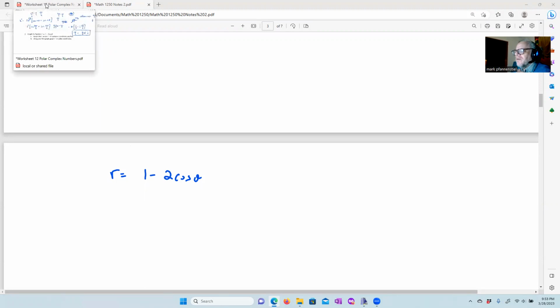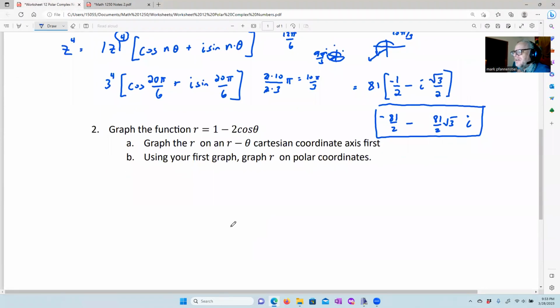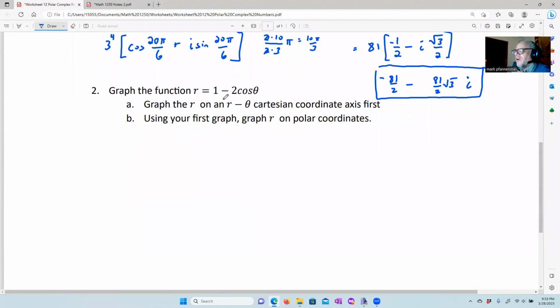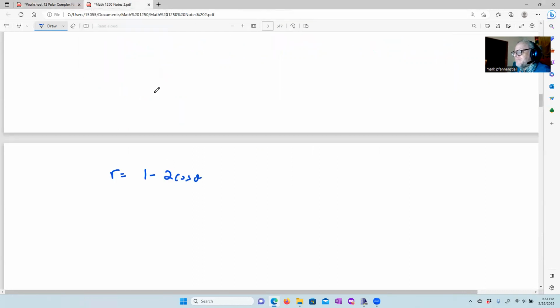So today we are going to go ahead and graph something in polar coordinates. This is a worksheet that I gave my students. I said, graph this function, r equals 1 minus 2 cosine theta. There are some instructions. It says graph this on an r theta Cartesian coordinate graph first. So if you think about theta being x and r being y, that's what I want you to graph. Then we're going to translate that to graphing this on polar coordinates, and we'll see what happens. This one's a little tricky.